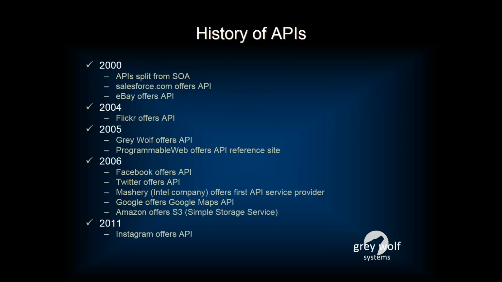So let's talk about the history of APIs. What we're looking at here is that basically in 2000 the API split from SOA, which is the services-oriented architecture, and the biggest force behind that was Salesforce.com. That's when they offered their APIs, because they were software as a service. Back in those days it was called an ASP, an application service provider. And we saw the APIs were the way to go.